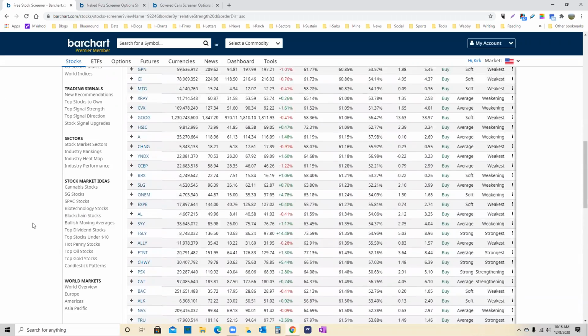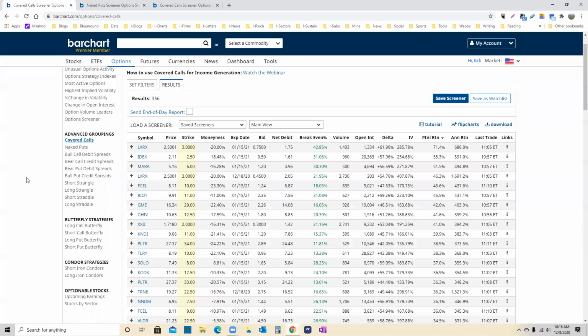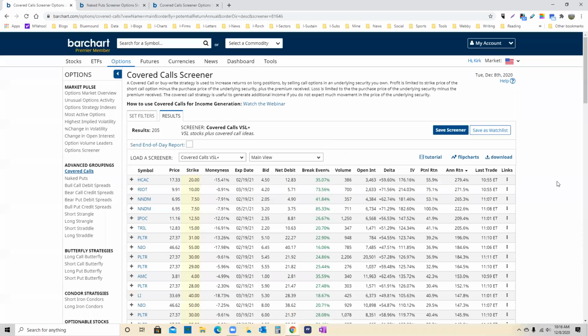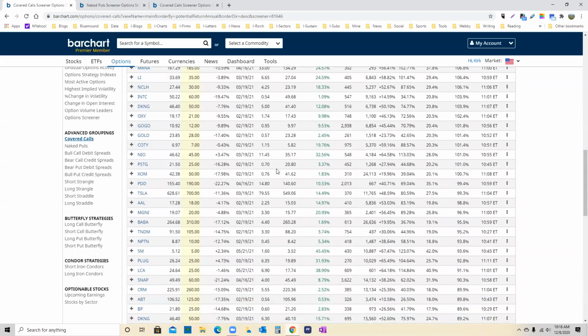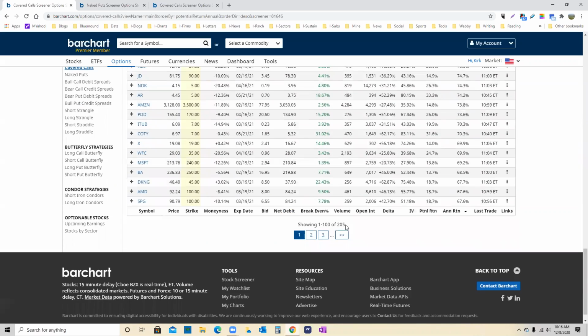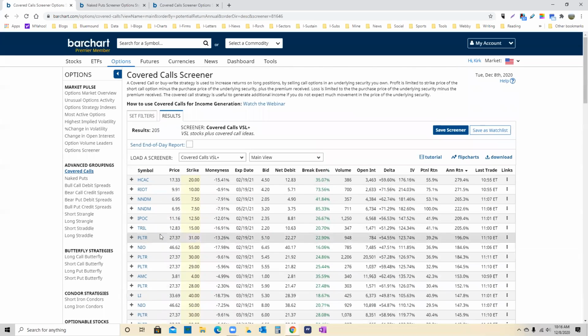So let's take a look at the covered call screener. I have this set up to cover the VSL and some other things. You take a look and you start to see an awful lot of stocks that are getting what Barchart considers to be interesting options activity. 205 potential covered calls.